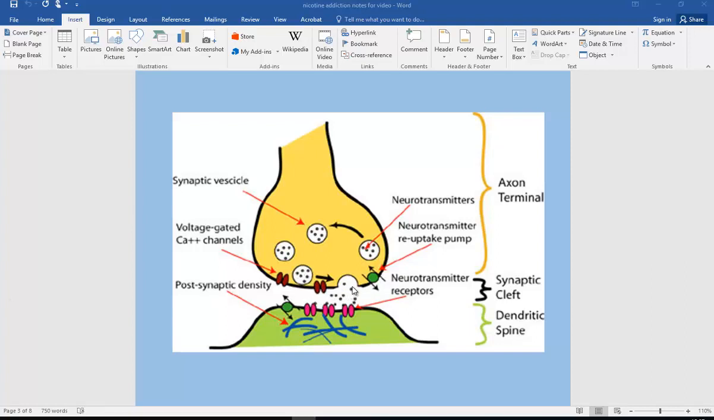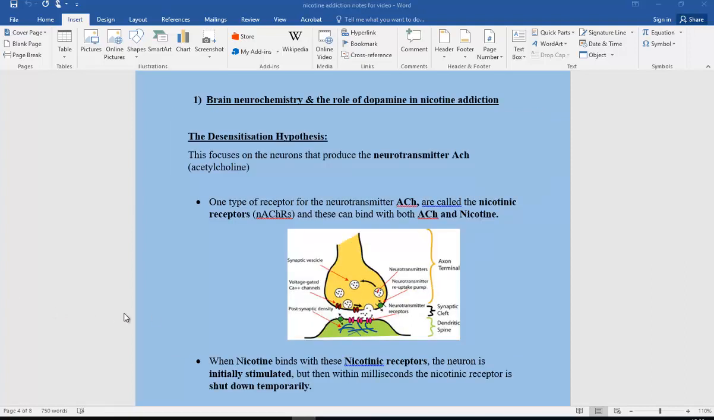What we're specifically looking at here are these neurotransmitters and the receptor sites on this image. The role of dopamine in nicotine addiction ties in with the desensitization hypothesis. This focuses specifically on a neurotransmitter called ACH, acetylcholine. One type of receptor for ACH is called nicotinic receptors, for short. These nicotinic receptors combine with both ACH and nicotine. But when nicotine binds with them, the neuron is initially stimulated, but then within milliseconds the receptor is shut down temporarily.